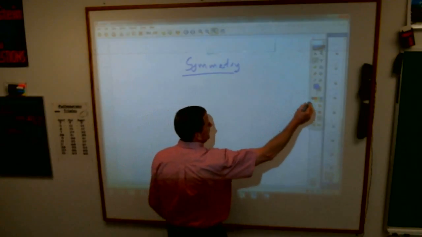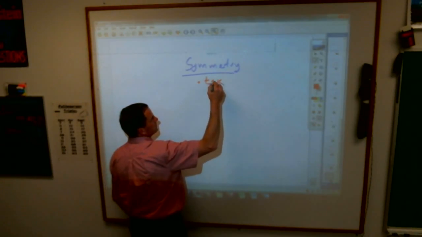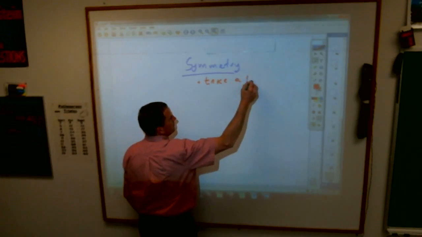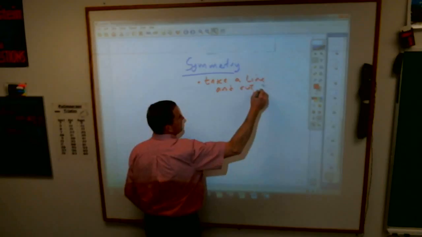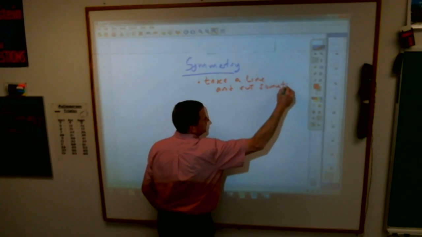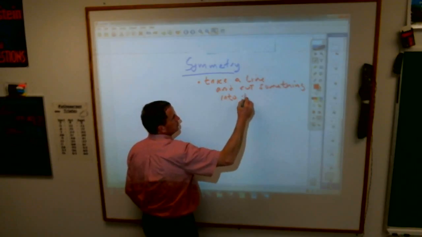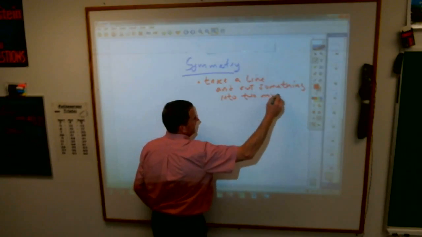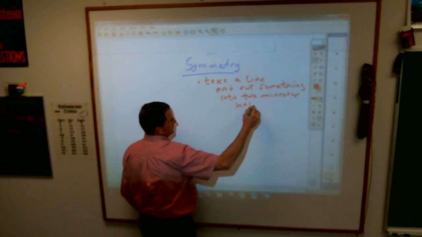And symmetry means that you can take a line and cut something into two mirrored halves. This is one of those things where it's hard to explain but simple when you see it.